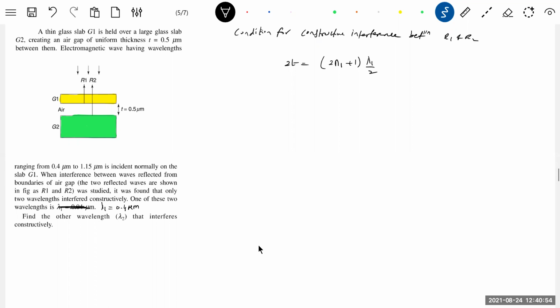What about the other wavelength, lambda 2, that is being asked? Okay, I think everyone will agree: (2n2 plus 1) lambda 2 by 2. And now what about the other wavelength? For the other wavelength, again the same thing.